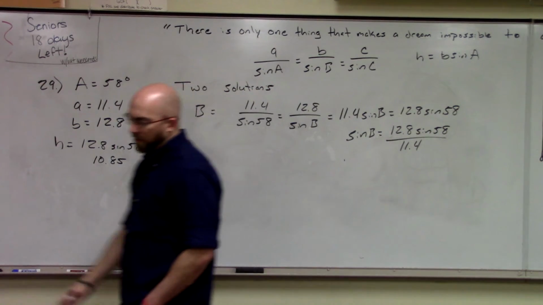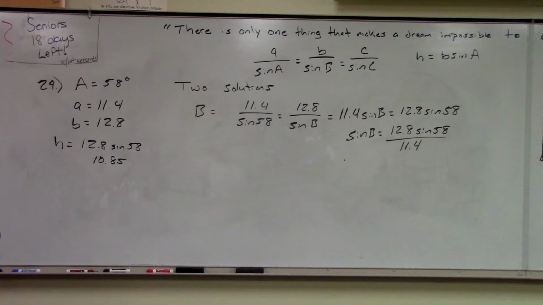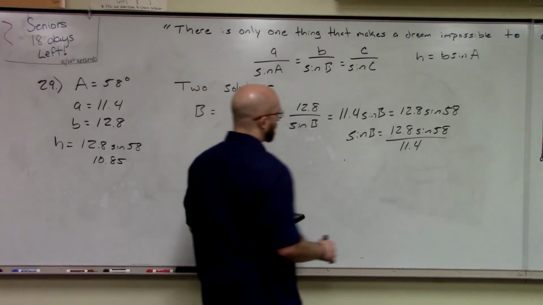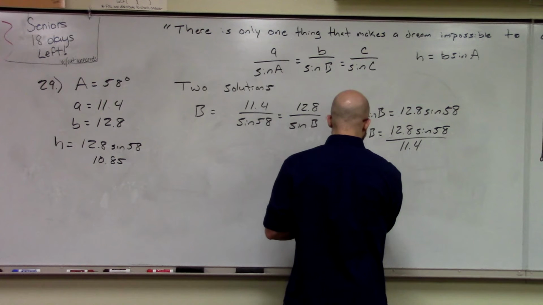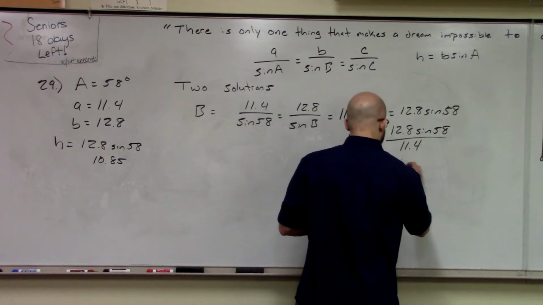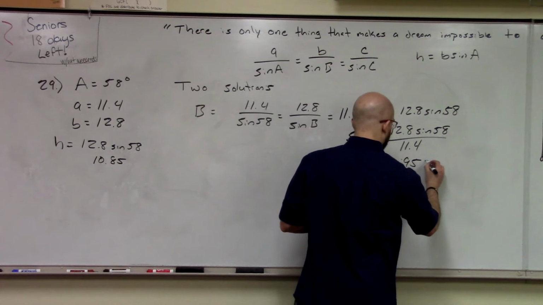Alright, so let's go ahead, and that's what we get. Let's go ahead and get a number for that. Get a nice decimal. And we get sine of B equals 0.952.